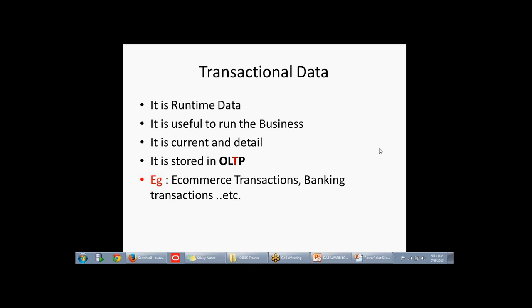Even the stock that has been maintained in our store will be current and detailed, because if a particular stock is not available, we should have information that this particular stock is not available, and we need to place an order with the franchisee to fill that stock. So transactional data will be very detailed.